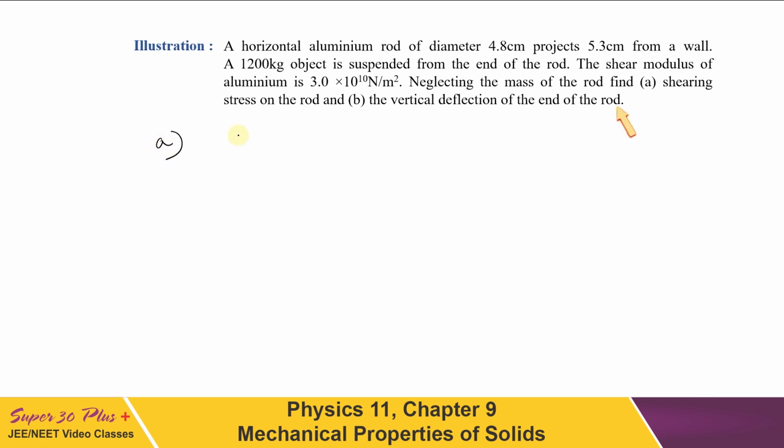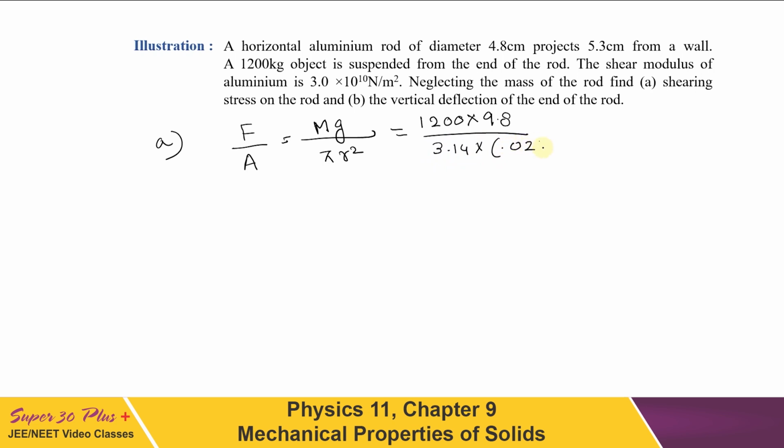Shearing stress we have to calculate, so it will be equal to F upon A. Force has to be weight, that is mg, upon the area, which is pi r square. So if I substitute the values, it will be 1200 into 9.8 upon 3.14 into square of 0.024. That will be equal to 6.5 into 10 to the power 6 Newton per meter square, which is the shearing stress.